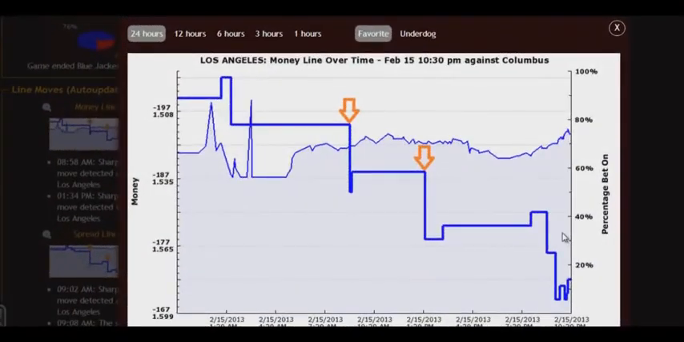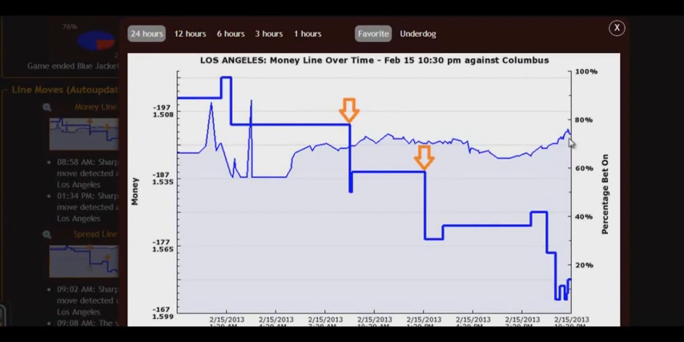Next game. Here is an example of a game with a line reversal. In this case, the team playing at home and a real favorite, Los Angeles Kings, plays against one of the weaker NHL teams, Columbus Blue Jackets. As you see, the line is moving down instead of moving up. The odds on the favourite improve despite 80% of the public being on the Kings.